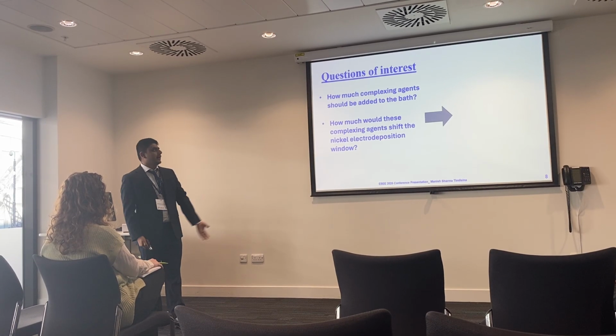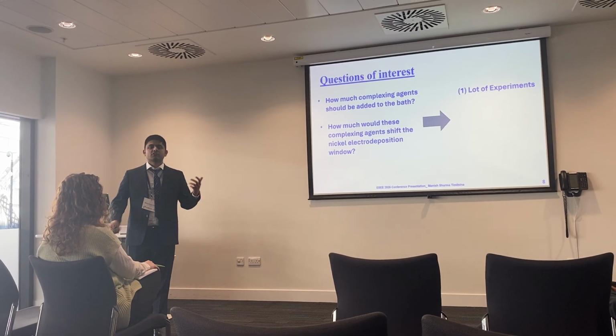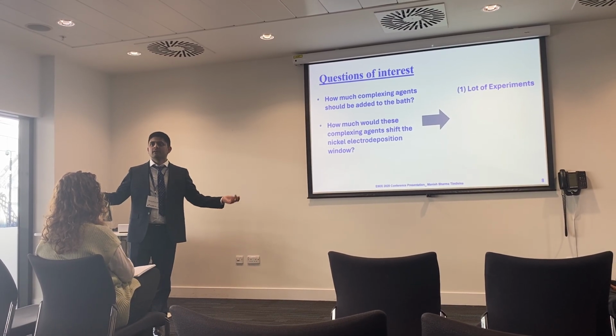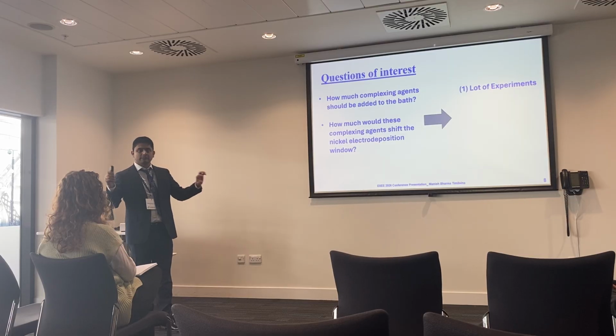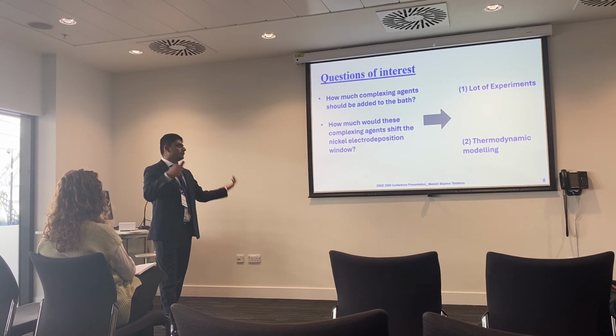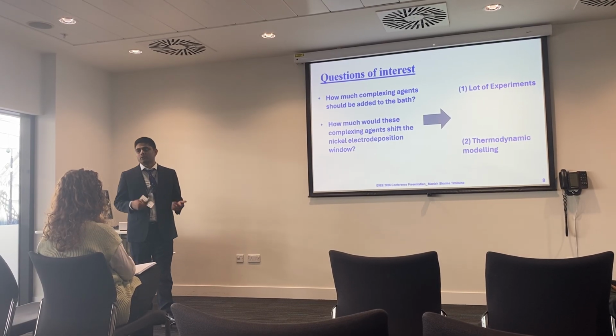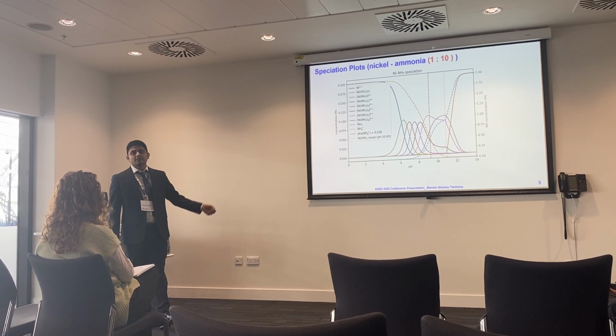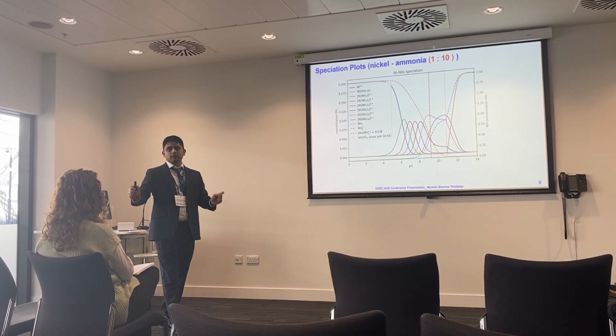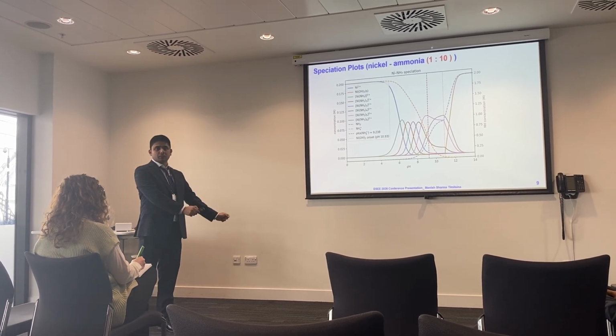So in order to know that, one way would be to do a lot of experiments, try it out at different concentrations in the lab. You might be able to get it. The next way is to do thermodynamic modeling, and this is what we are interested in. Now, as I pointed out, in order to solve for the Pourbaix diagrams, we should first solve the speciation diagram.